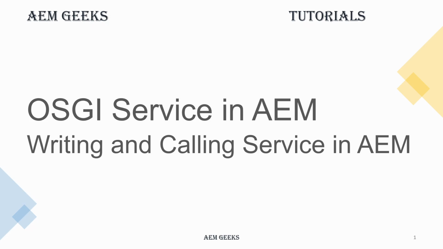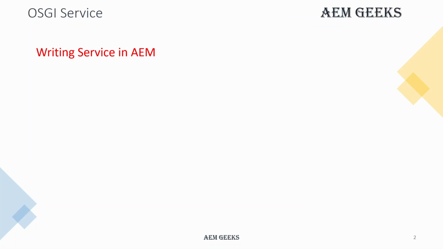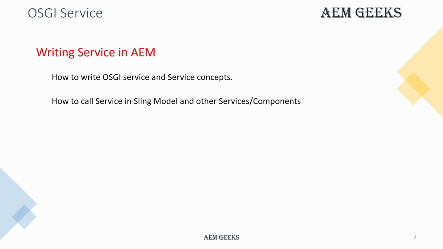Hi, in this tutorial I will talk about OSGi services in AEM, how you can write and call these OSGi services. So basically what I will cover in this tutorial: how to write an OSGi service and some other important concepts of OSGi service. And then we'll see how you can call this OSGi service in a different module like a Sling model and other backend components like schedulers, servlets and all. And then we'll see a detailed demo which contains all the concepts which I will explain.